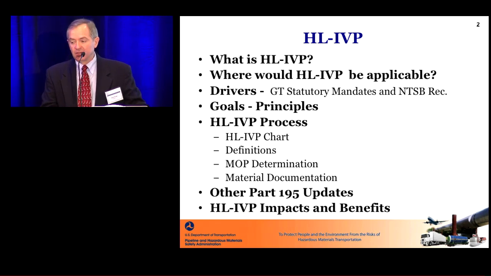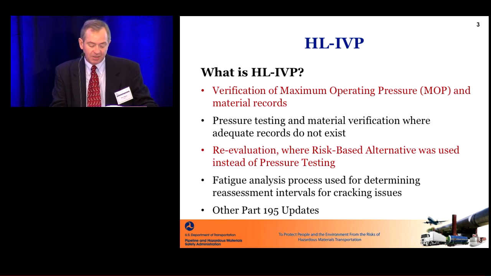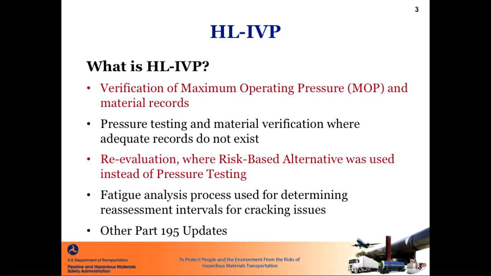First of all is again the integrity verification process, which is basically verification of your MOP and material records. We're looking at, have you pressure tested your pipeline? Do you have adequate records for your material documentation? If you go back and look at Part 195.452 on IMP, you should already have this information. If you're properly doing IMP, this should really be a given, what I'm going through today.